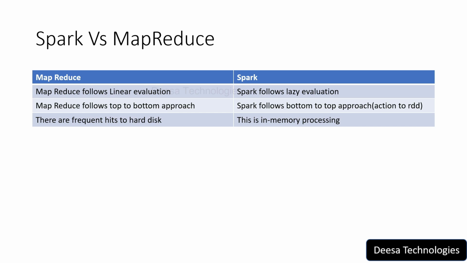Spark basically follows a bottom to top approach. It just checks for the syntax, and when the action is encountered, that's where it has this plan. From there, it will check the plan and it will get executed. And MapReduce has frequent IO hits because it does not have this execution plan created. So every time it has to save the data to the disk and then read the data from the disk. But in Spark, because the execution plan is created on the go, it does not have to store the data in the hard disk. Rather, it can do in-memory processing. And this is the main reason why Spark is much faster than MapReduce.